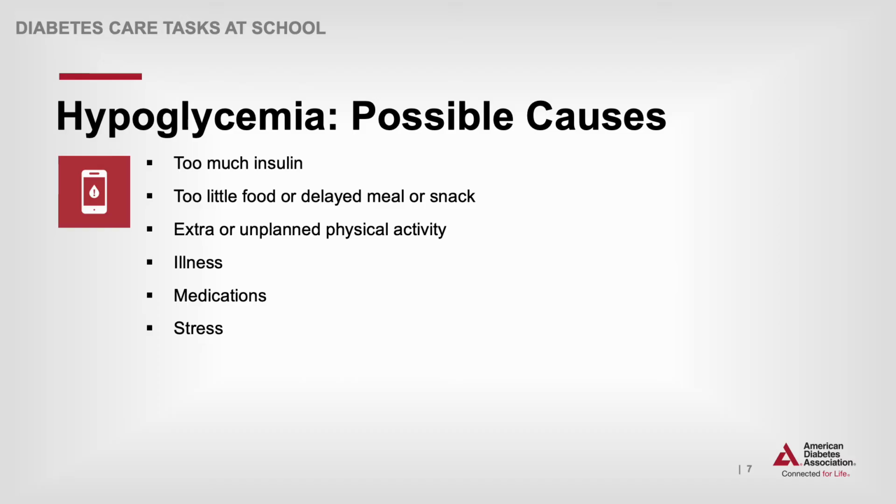The student may not have finished a meal or a snack. The student may have overestimated the amount of carbohydrate in a food or a snack. Or a meal may have been delayed or skipped altogether. There are no restrictions on physical activity for students with diabetes. However, when students are more active than usual at insulin peak times, they may experience low blood glucose.